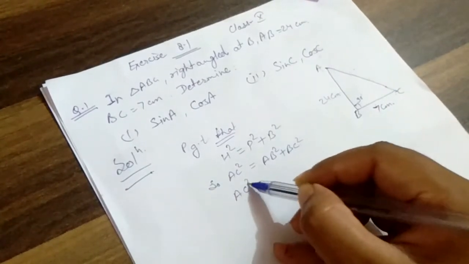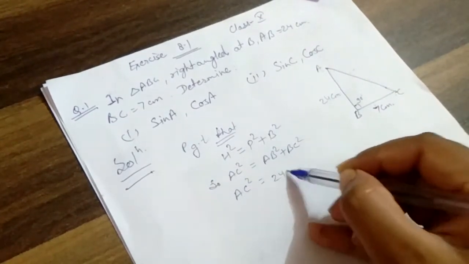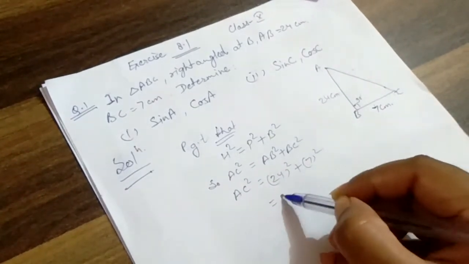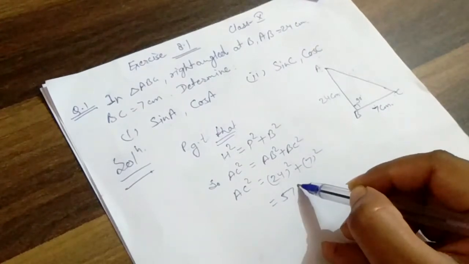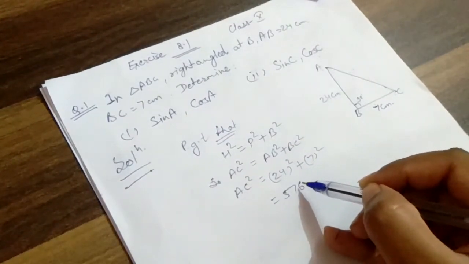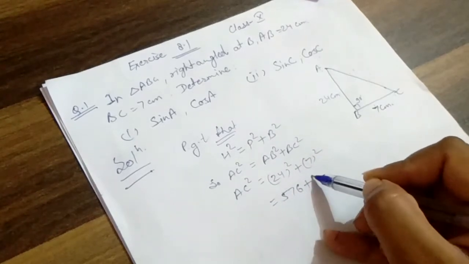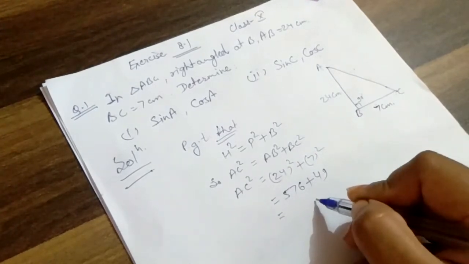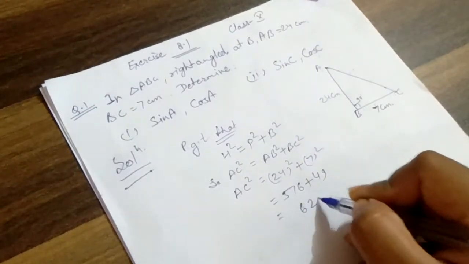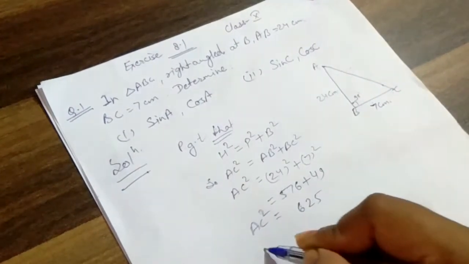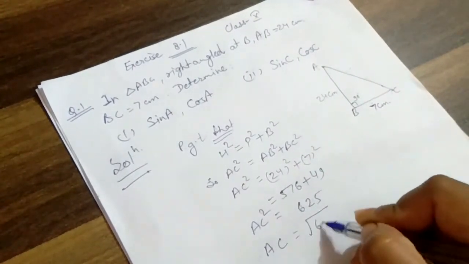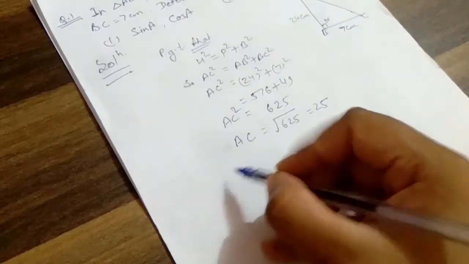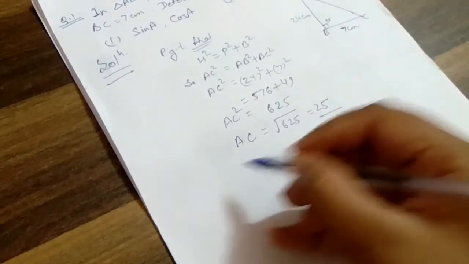Now AC we need to calculate: AB is 24 squared plus BC is 7 squared. 24 squared is 576, plus 7 squared is 49, which is equal to 625. That is equal to AC square. So AC is equal to under root 625, which is equal to 25. So we found AC is equal to 25 centimeter.